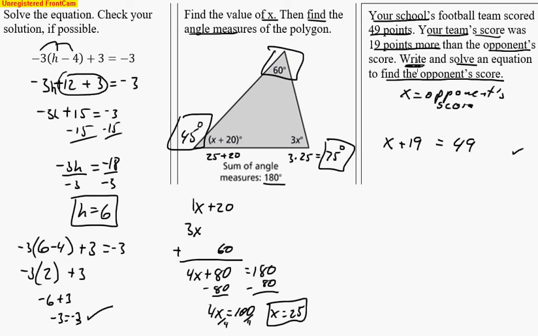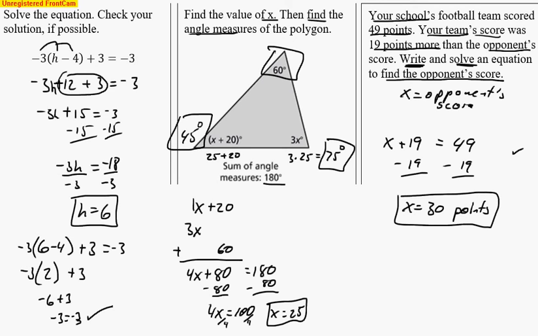Now we're going to solve. So to solve this, I go ahead and subtract 19 from both sides, and I'm left with 30, and then give it some units. 30 points. Let's take a look at the next problem here.